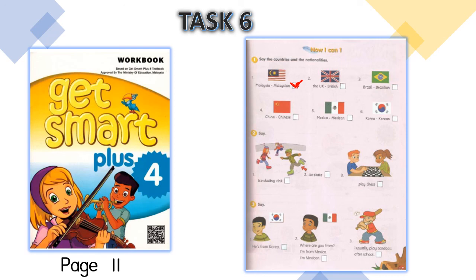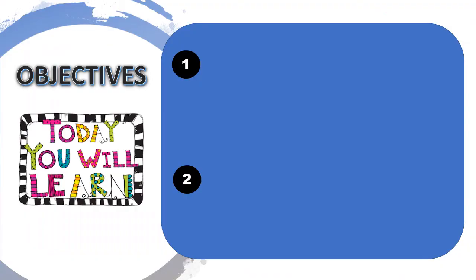Okay, maybe you can ask anyone around you, maybe your parents, your brother or sister to help you complete this task. It's the same for number 2, say the activity. And also number 3, you just have to read this, okay? Say it correctly. So it's the end of our lessons.